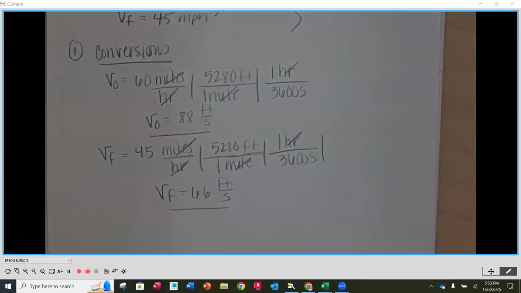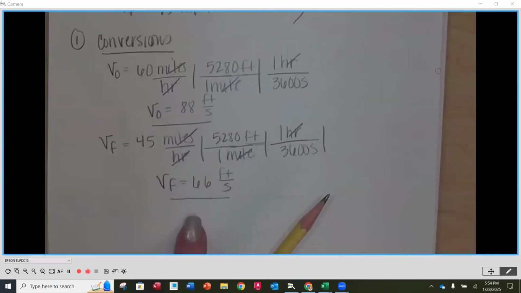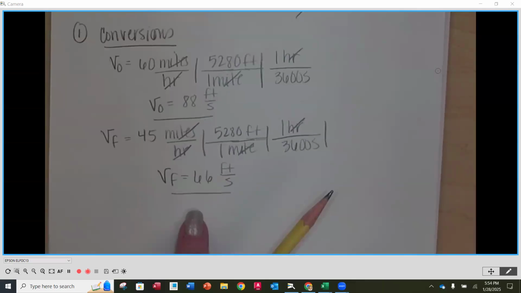All right, so did everybody get original velocity or initial velocity as our 88 feet per second? And then your final velocity for the 45 miles per hour at 66 feet per second. Okay. Yep. Thank you. All right. Cool.